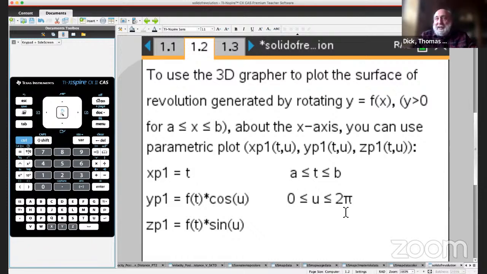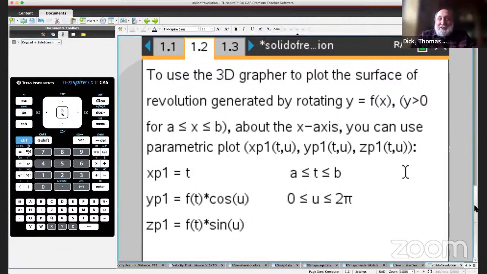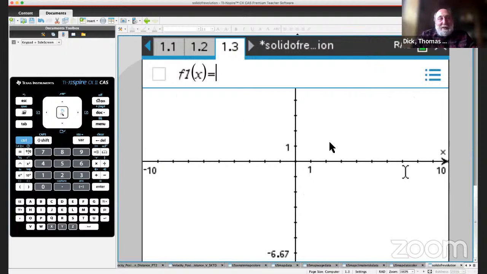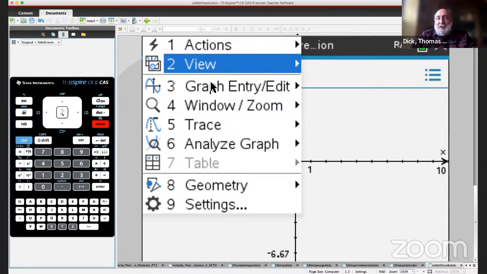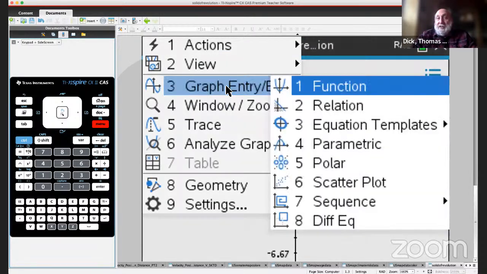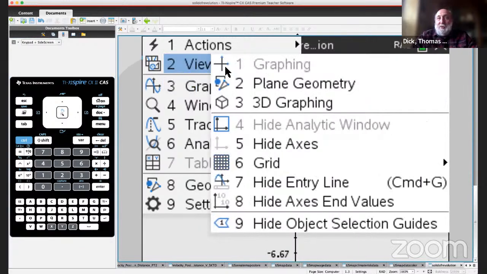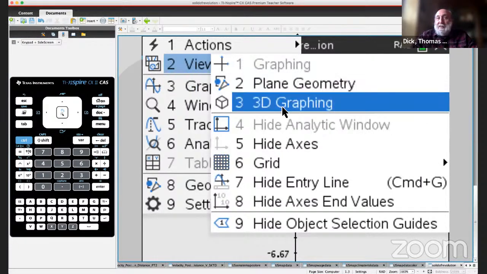Well, let's see how this works with the problem Steve just was looking at. And cross my fingers, we'll see if it actually works. All right, so I'm going to go to the next page here. And I see a regular old graphing page, so I really want to change that. Let me go to my menu. You might think this is going to be under graph entry edit, but it's not. It's actually under view. Graph entry edit is for all your two-dimensional plots. If you go up to view, you can see we have 3D graphing as a possibility. So let's do the 3D graphing.